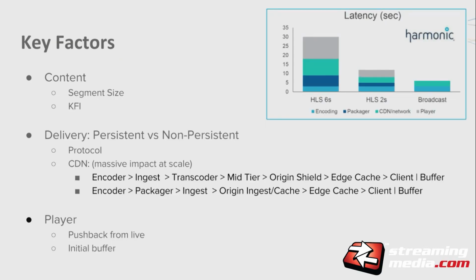And why these things add up is when we actually look at delivery, one, you have to worry about what your ingest protocols are. Is it going TCP just to get encoded somewhere over the internet, or is it satellite and the cost associated with that? But even then, once you get it to your encoder, you have to encode it. You're generally going to do ingest, encode, transcode. Then you have your mid-tier origin, your origin shield, out to your edge cache, client, your buffer. Or you can go encoder, packager, ingest, origin ingest cache, edge cache, client buffer.